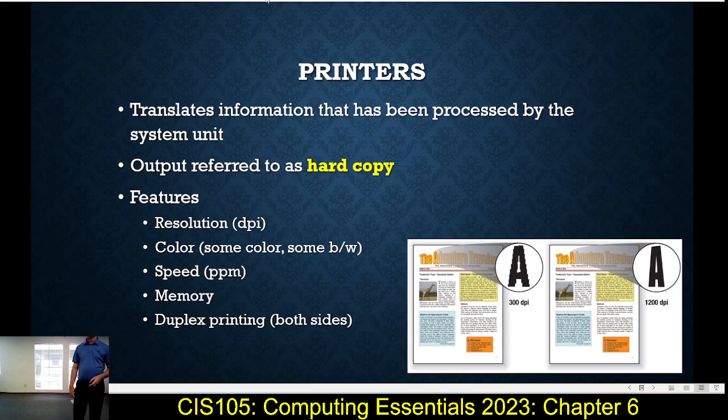Anyway, duplex printing allows you to print on both sides of the document as well. So in this example I have up on the screen, there is a difference between 1200 dots per inch and 300. You're using up actually more ink with the 1200 than you are the 300. So if you want to save ink, you should probably be printing in lower quality.